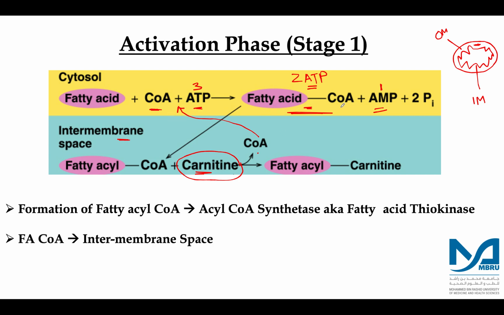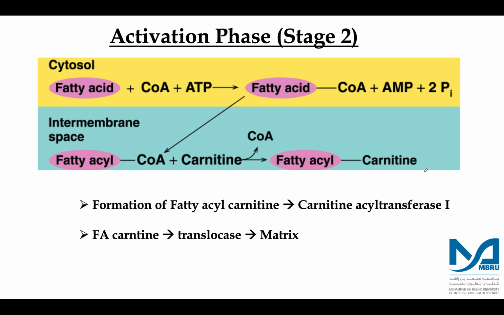to form fatty acyl coenzyme A. This carnitine molecule combines with fatty acyl, so we have fatty acyl carnitine that is formed in this particular step. Let us look at this in a bit more detail. So fatty acyl coenzyme A comes inside the intermembrane space, undergoes an exchange reaction with carnitine, coenzyme A is released and fatty acyl carnitine is formed, and this particular reaction is catalyzed by carnitine acyl transferase 1.